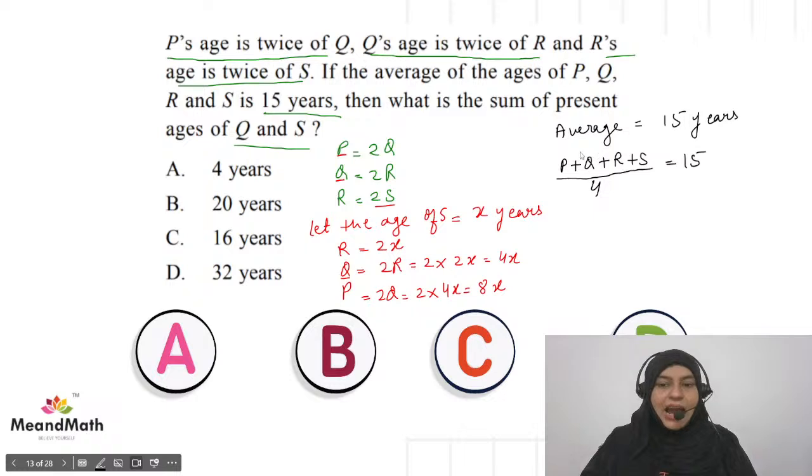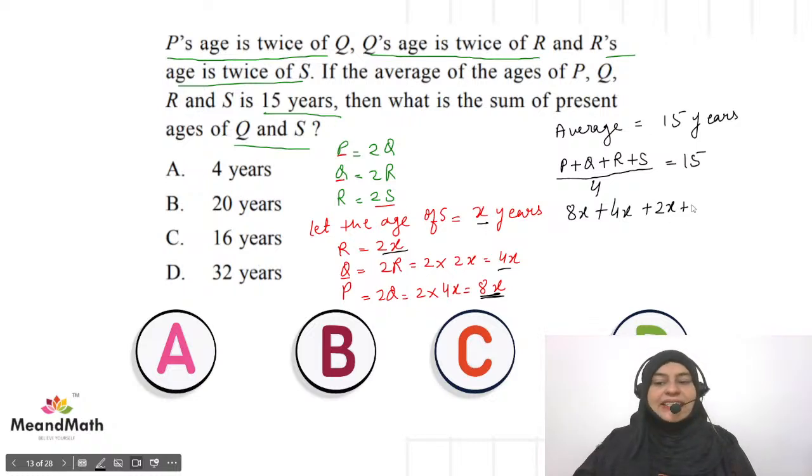Okay. Now, what is P? P is 8X. What is Q? Q is 4X. What is R? R is 2X. And what is S? S is X. Divided by 4, which is equal to 15.